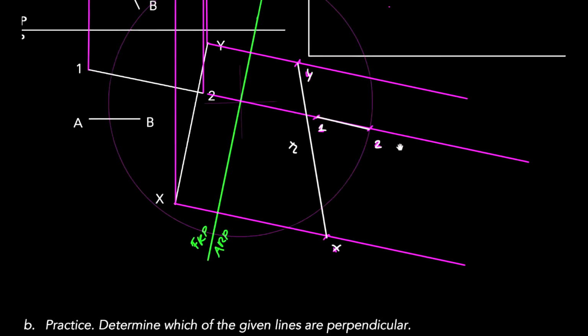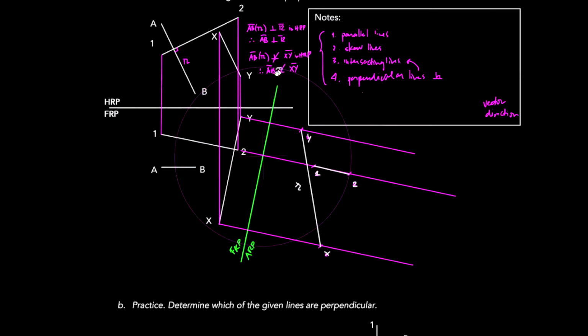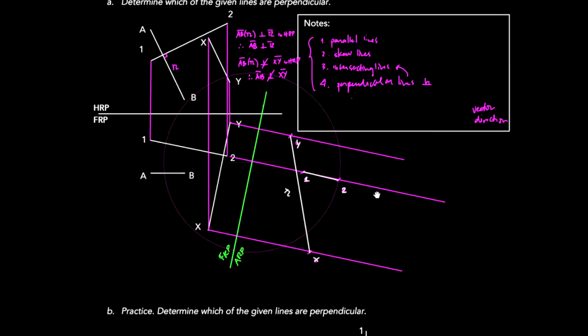So, we can write our proofs. Although I will not repeat them, the proofs are considered as final answers. So you need to write them using your H pencil, the darker pencil. Okay, so let's write the proof here. We show that XY is in its true length and it is not perpendicular to 1, 2. And this is in ARP. Therefore, XY is not perpendicular to 1, 2.